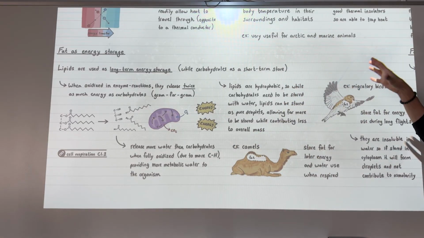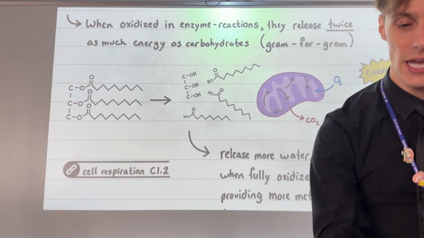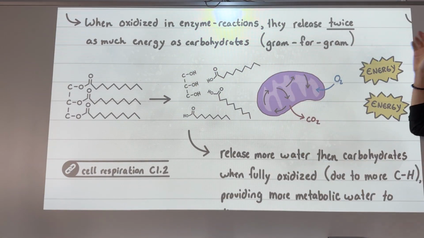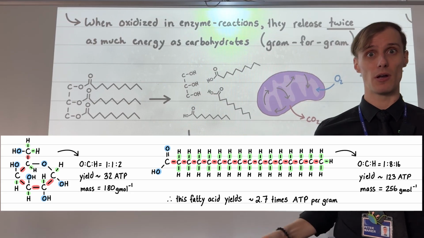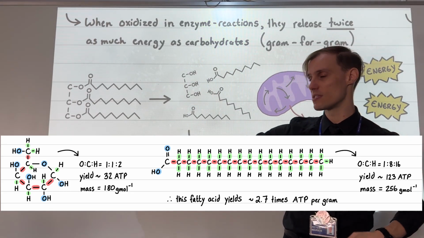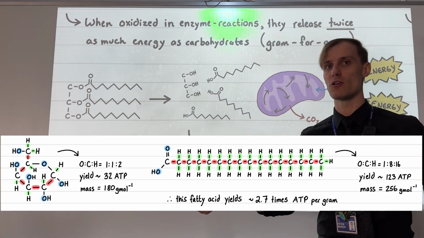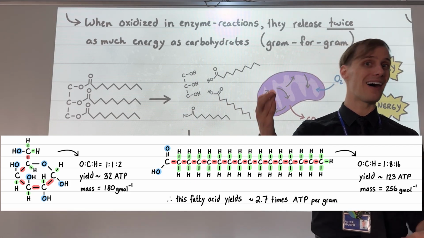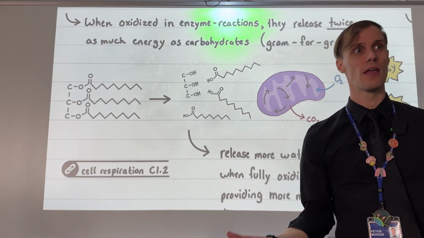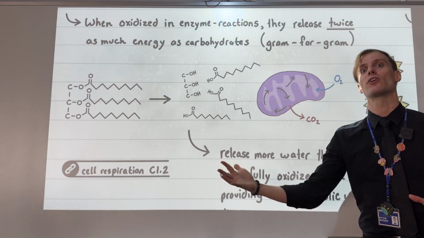So what about lipids makes them really good at long-term energy storage? Well, first of all, in terms of efficiency, gram for gram, they release twice as much energy as carbohydrates when we oxidize them in cellular respiration, which is phenomenal. And we're going to look at this more when we look into cell respiration in C1.2. But it means that if I have 2 grams of a lipid or 2 grams of a carbohydrate, I can get nearly twice as much ATP out of that lipid than I could out of that carbohydrate, making it really, really effective for getting energy when I need it in a really dire situation.